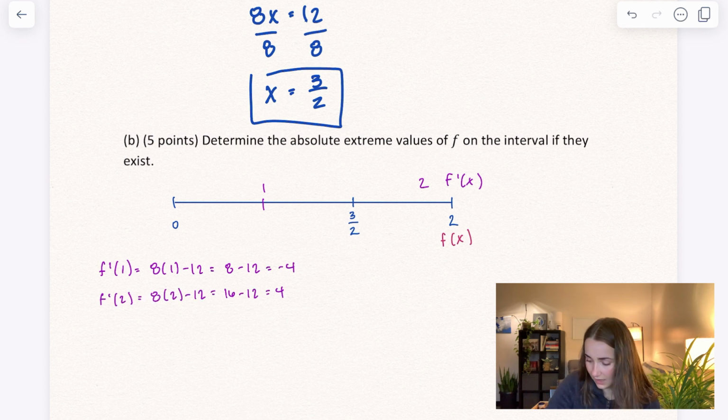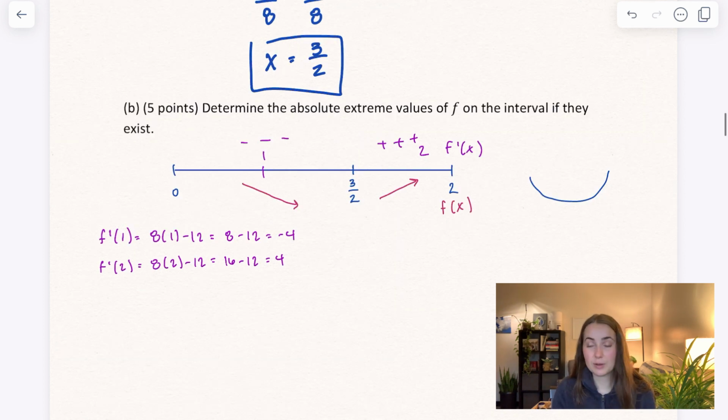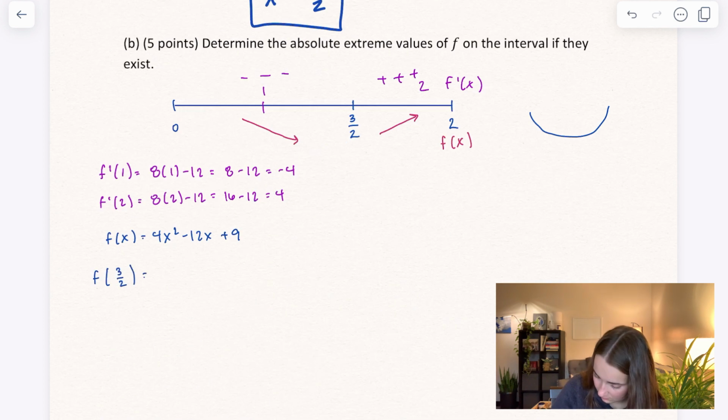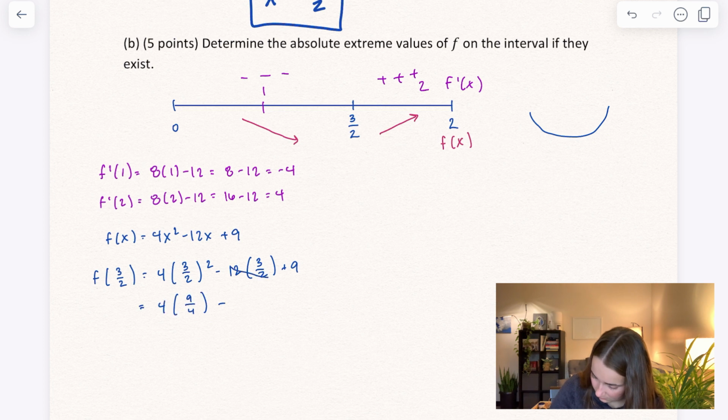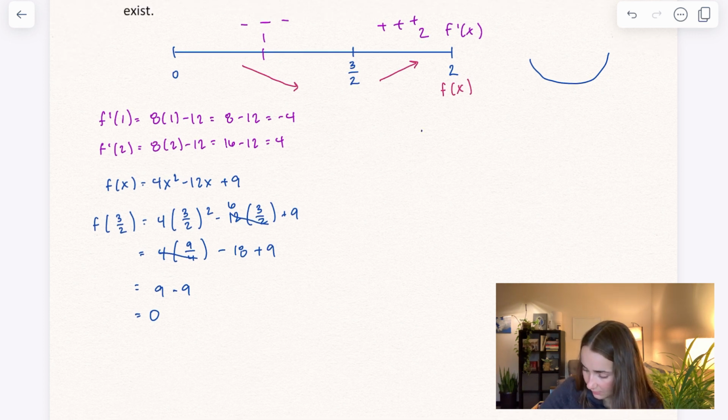Alrighty, so when I plugged in 1, I got a negative value, which tells us that our function is going to go decreasing. And then when I plugged in 2, I got a positive value, which tells us our function is going to be increasing. So right here, I can see that 3/2 is going to be a local minimum. And it's actually going to be an absolute minimum because our function is doing something like this. So let's go ahead and plug in 3/2 in order to see what that absolute minimum value actually is. So here we have an absolute minimum at 3/2 comma 0. So I'll go ahead and write that in.